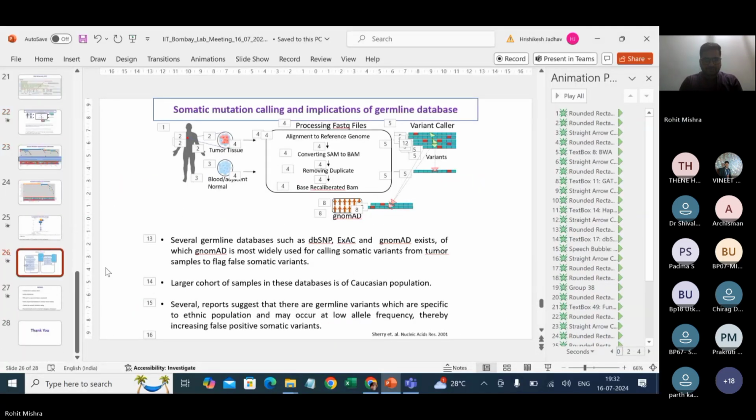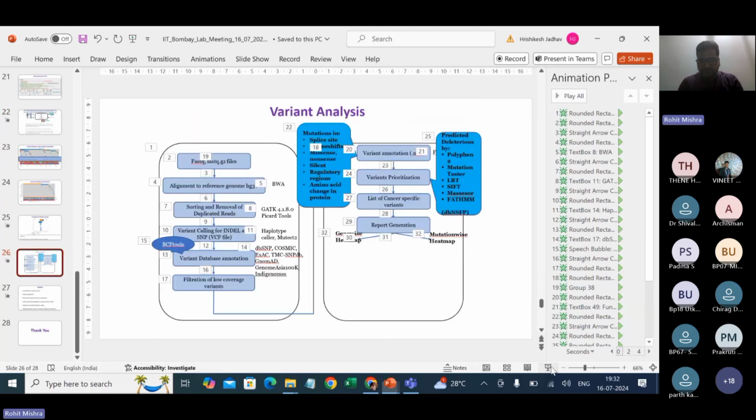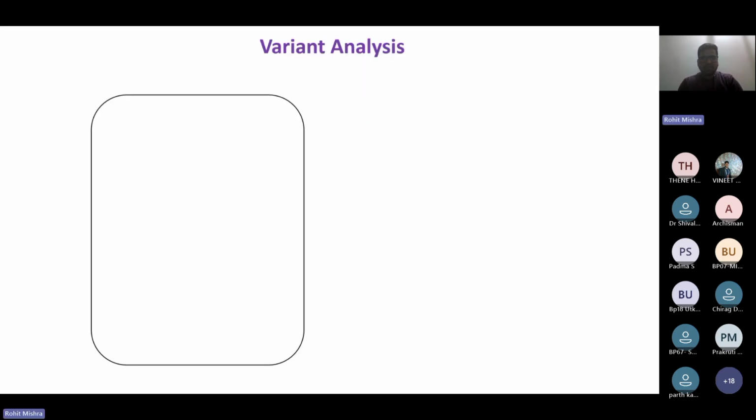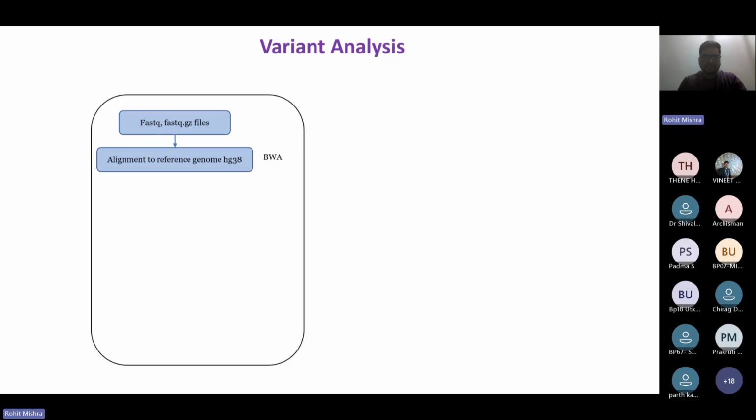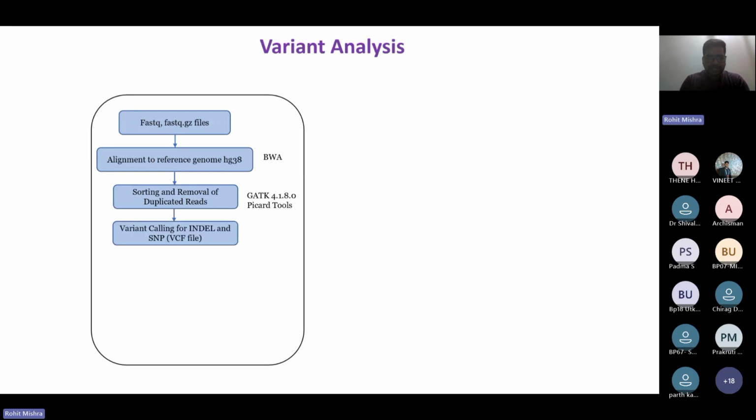So this is what I wanted to show, a variant analysis pipeline. When we have a FASTQ file, it is aligned to the human reference genome, and here I have mentioned all the tools which are used. BWA is used for alignment. Then there are several steps where GATK is used, and Picard tools can also be used. And then for variant calling, we use HaplotypeCaller, or you can use MuTect2.